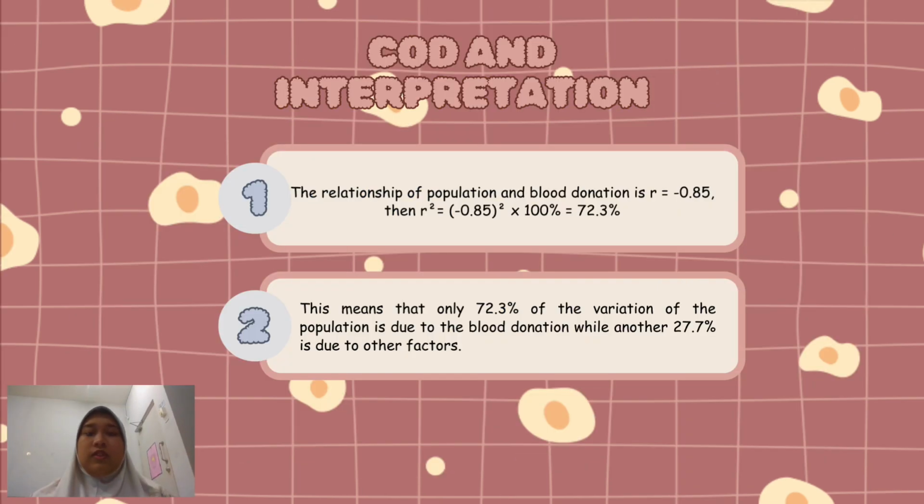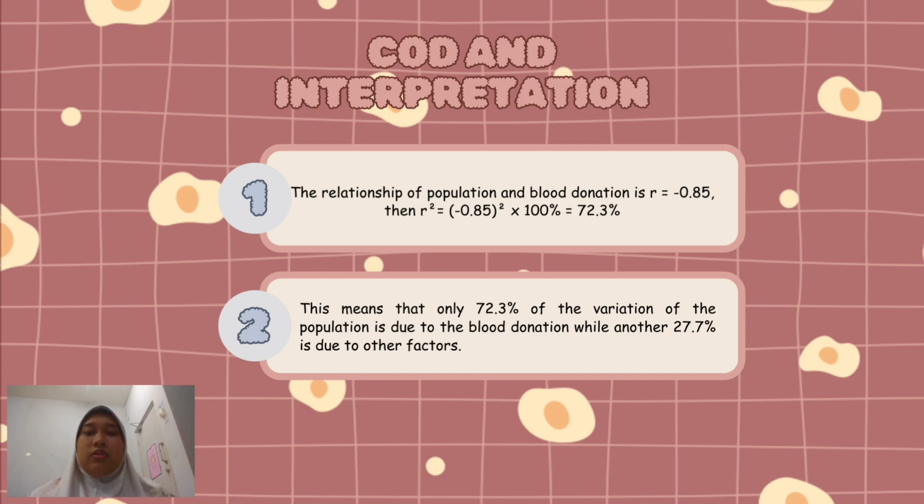Next, we'll look at the coefficient of determination, or COD. Starting with point 1, the relationship of population and blood donation is R equals negative 0.85, then R squared equals negative 0.85 squared times 100%, which gives us 72.3%. This calculation gives us the COD, which tells us the proportion of explained variation in the dependent variable, in this case population, that can be explained by the independent variable, which is blood donation.